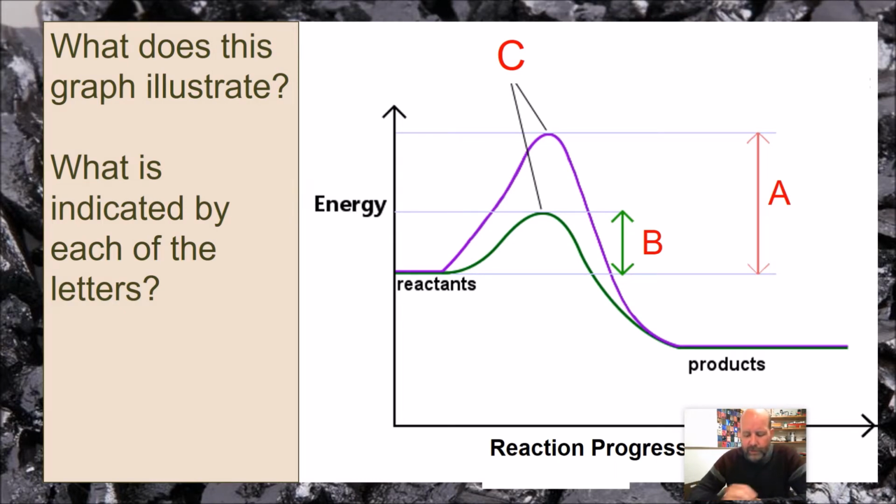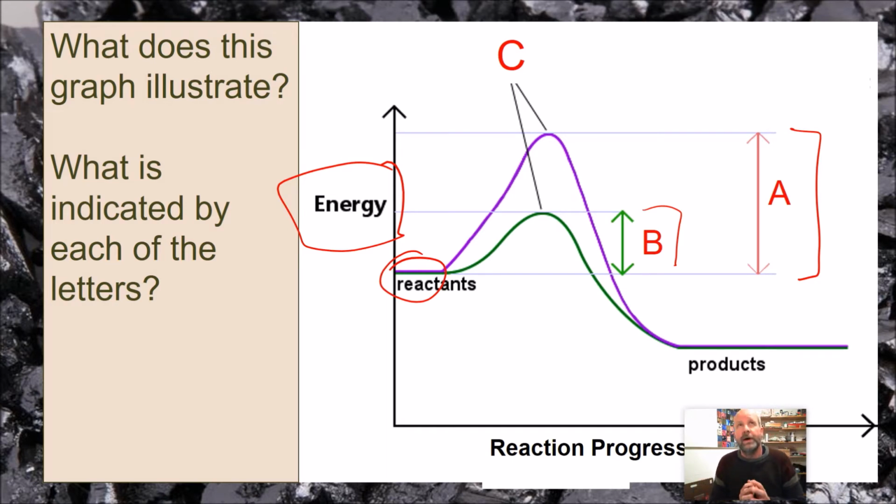I've got 2 different curves, the purple and the green. I've got 2 different peaks, both labeled C, and one of them has a height of B and one of them has a height of A, and those are both energy. So what we're looking at is the energy that's in the reactants, right? We'll get to this quite a bit later, but you have energy in the system and you have energy in the surroundings. You can take energy from the surroundings and put it into the system, or you can take energy out of the system and put it into the surroundings.